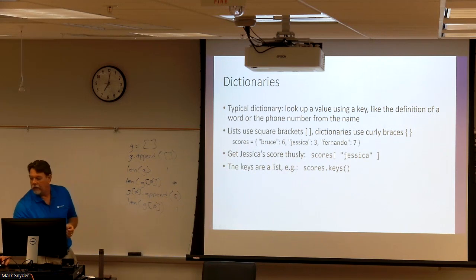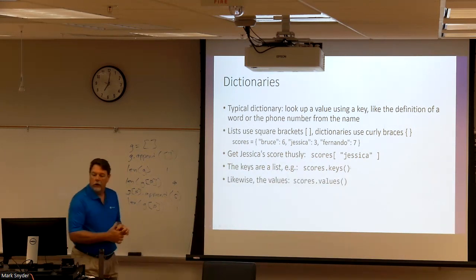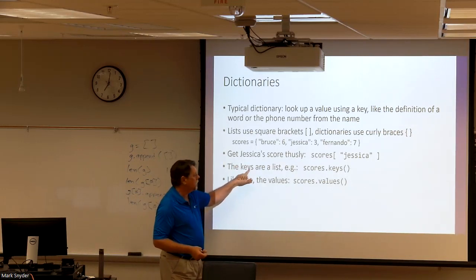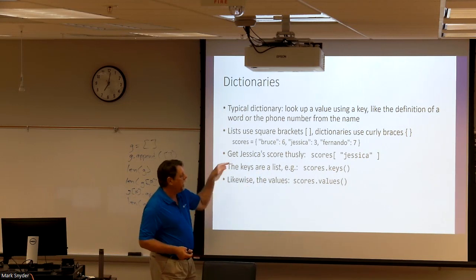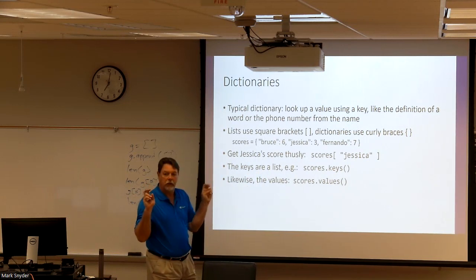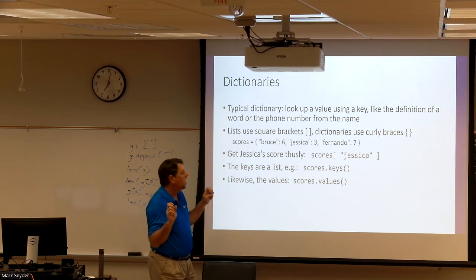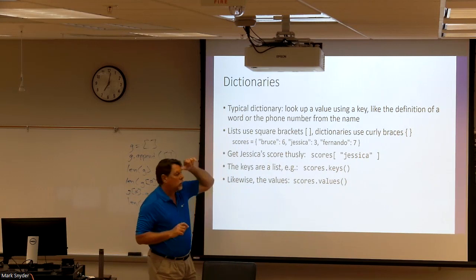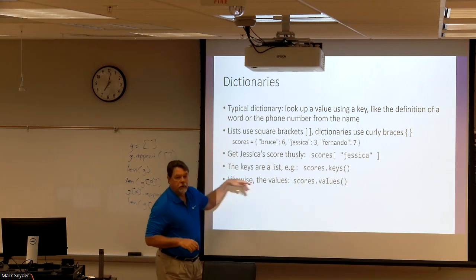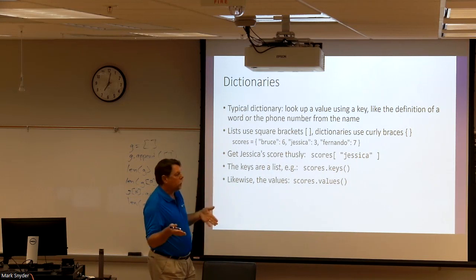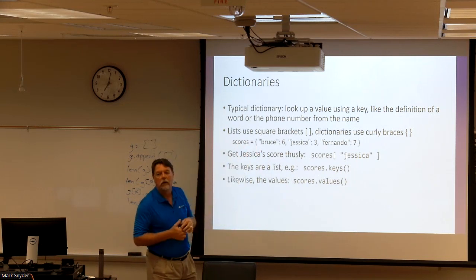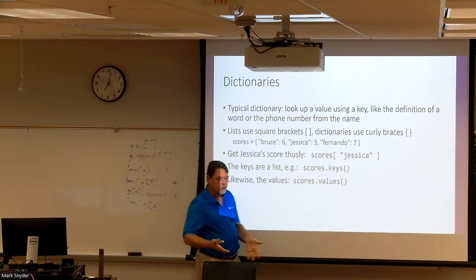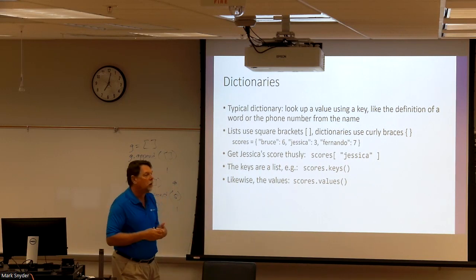Yeah, this is another interesting thing. You can say, hey, give me the keys, the list of keys. And what this is going to give you back is scores.keys gives you back an object of type list, not dictionary. And it's going to contain 3 strings, Bruce, Jessica, Fernando. You say scores.values, likewise, it's going to give you a list of 3 integers, 6, 3, and 7. Could I have put the word dog here instead of 3 inside double quotes? Yes. Again, that's up to you as the programmer.